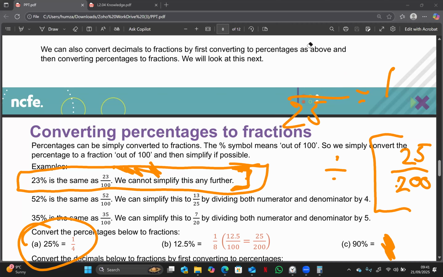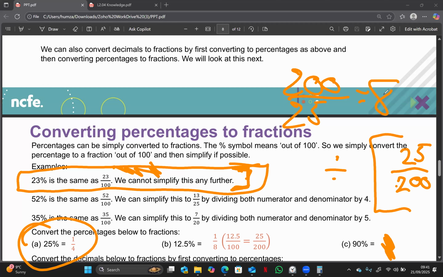200 divided by 25. What's the answer? You can use your calculator, by the way, for this. You don't have to do it in your head. 200 divided by 5 is 40. No, not five, by 25. Oh, sorry. Divided by 25. 8. Eight. Okay. Do you understand?